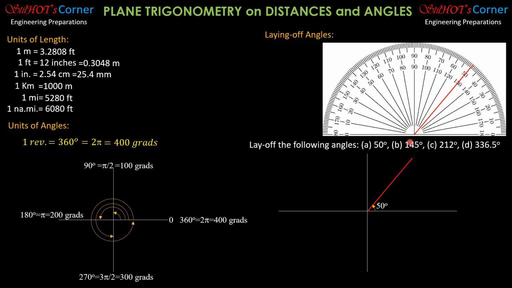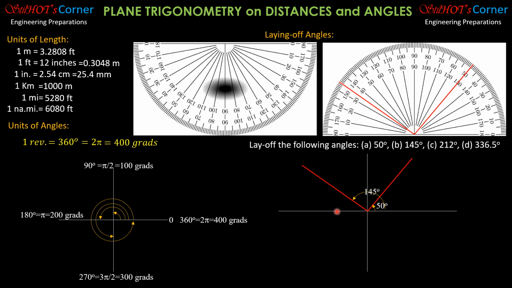Next is 145 degrees. This is 90, 100, 130. 145 should be here, beginning with 0 as shown. Then again, the 0 end of the protractor should be coincident with this 0 mark here. Then mark the end of that 145, then connect them with a straight line, and that would be the angle 145 degrees as shown.